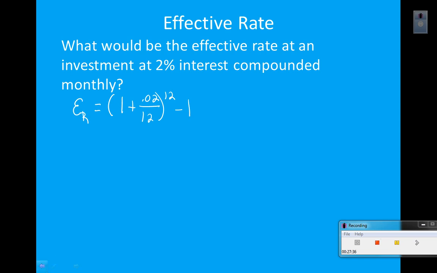I'll go back and look to see if I put the minus 1 on the other one, but I'm afraid if I backtrack on my PowerPoint, it would freeze up. If you run this through your calculator, guys, you're going to get about 2.01%. So not a lot of difference on a small interest amount. But that's our formula for effective rate.